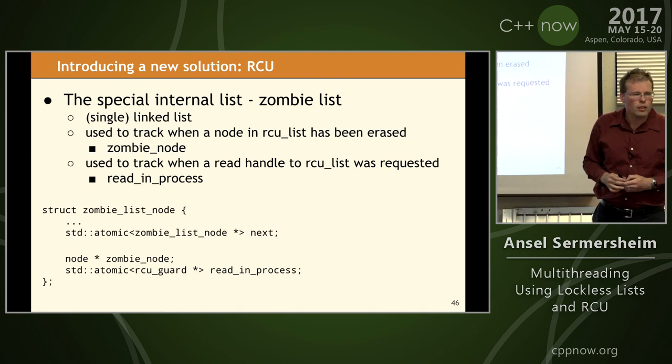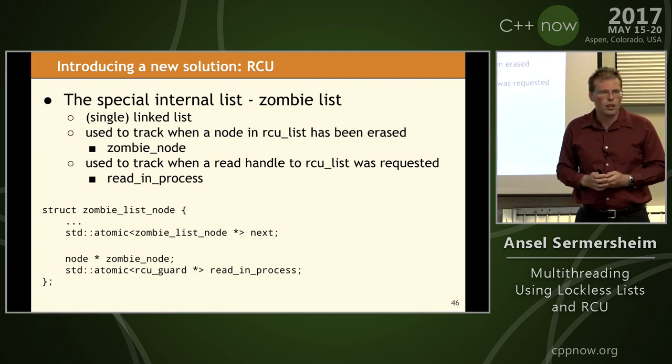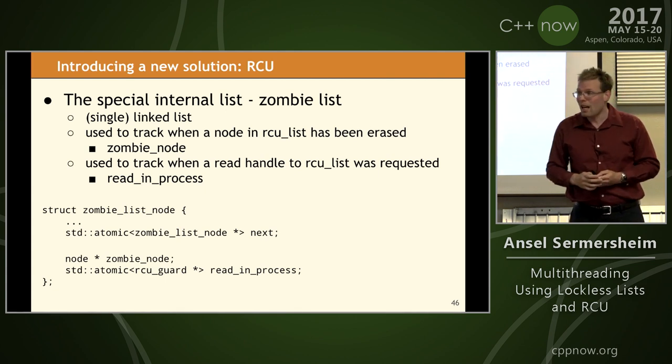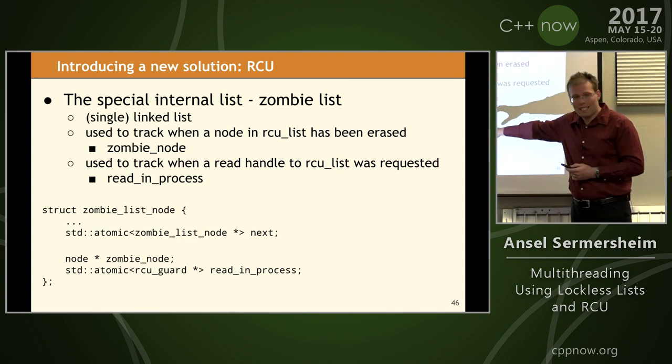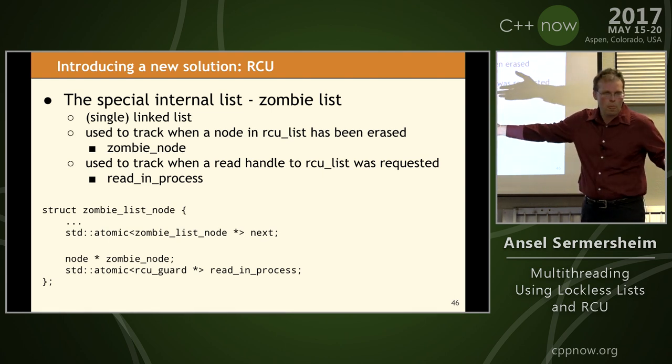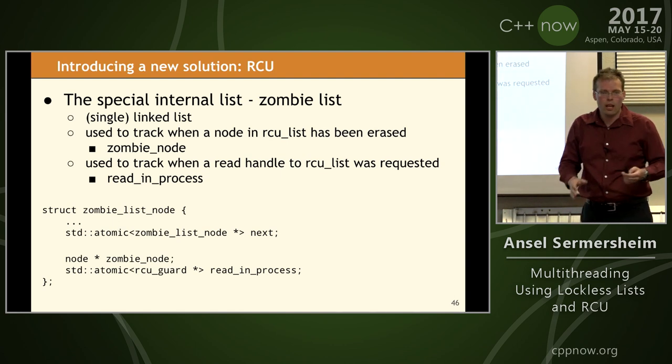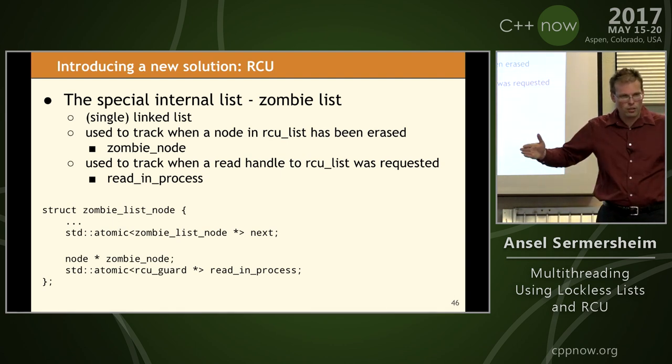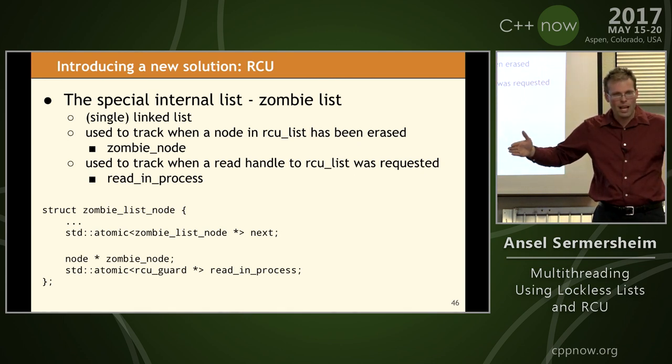I have a question. Is there only one read in process, or can there be multiple readers on multiple different nodes? The question was, can there be multiple different readers on multiple different nodes? Yes, absolutely. There can be multiple readers. Remember, this is just a single node in the zombie list, which is a singly linked list that can be arbitrarily long. So the purpose of this zombie list is to enforce a sequence on the order in which nodes became zombies and readers started reading. And since we can determine that sequence, then we can guarantee which zombies are eligible for deletion when each reader completes. Does that answer your question?